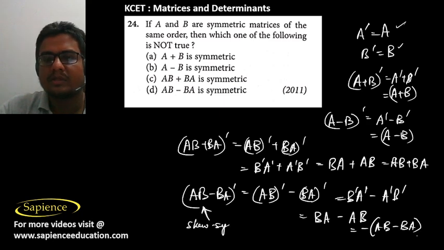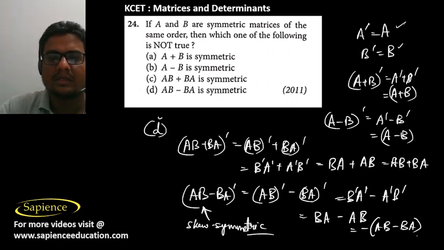It is skew symmetric, but it is written that it is symmetric. So option D is not true. So option D is the correct answer.